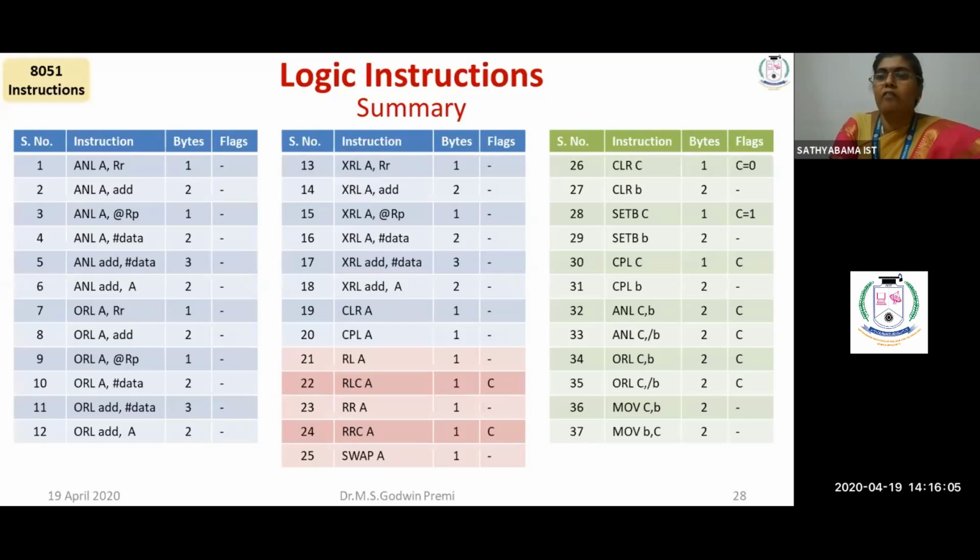If we have C, that is the carry bit, in the instruction, then the carry will be affected. Since it is SETB C, the carry will be set to 1. CLR C, here the carry will be set to 0. So C will be 0. Here it is 1. Then CPL C, the carry flag will be affected. Then ANL C comma B, because C is in the instruction itself, the carry flag will be affected. So in the instruction, if the addressable bit B is there, then the instruction will be a 2-byte instruction. In the instruction we have C, then the carry flag is affected.